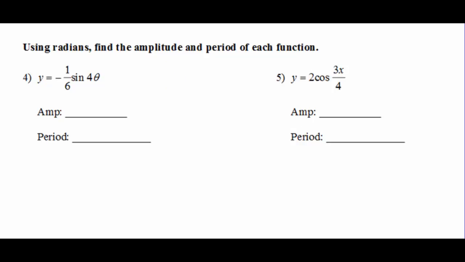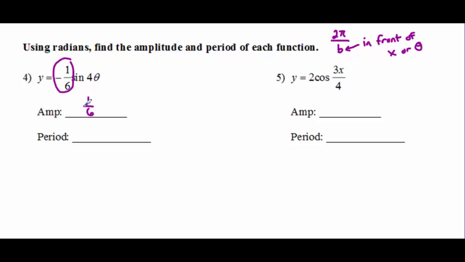This is also from chapter 4, the amplitude and the period. We've got a sine function and a cosine function, and so what we have to remember is that to find the period is 2 pi over b, and b is what's in front of x, or theta. The amplitude is the number that's in front of sine or cosine, but it's the absolute value of that. So when I look at this for my amplitude, I'm not going to write negative 1/6. I'm going to write positive 1/6 because amplitude is never negative.